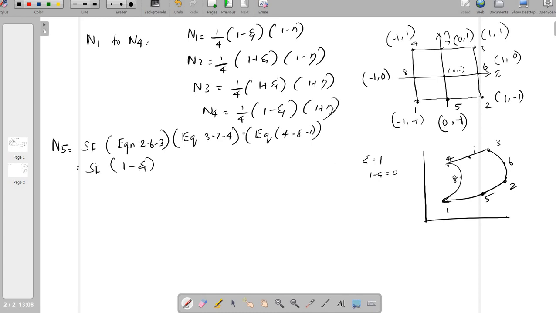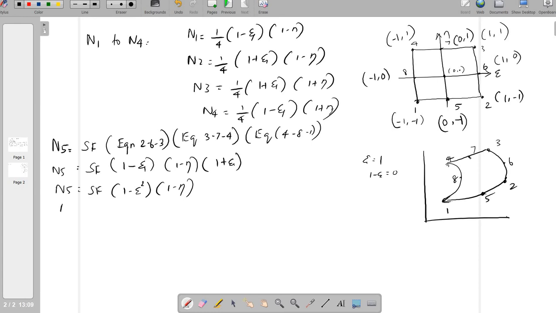For equation 374, the common factor is eta equal to 1. So it is 1 minus eta. Similarly, for equation 481, the common factor is epsilon equal to minus 1. So it is 1 plus epsilon. So I am going to simplify this. N5 is equal to scale factor into 1 minus epsilon into 1 plus epsilon into 1 minus eta, which is 1 minus epsilon square, 1 minus eta. So I am going to calculate the value of the scale factor here.